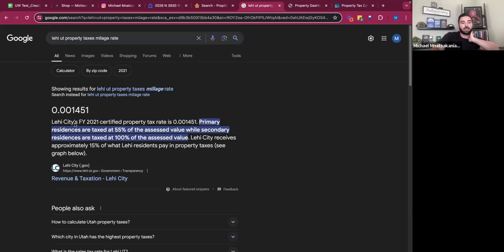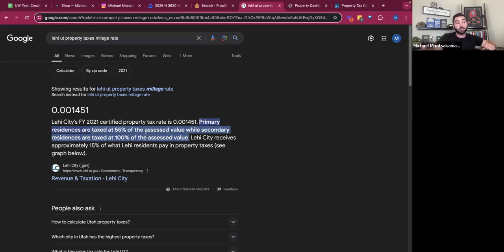Look at this tax number here. Here's the millage rate, the property tax rate. However, primary residences are taxed at 55% of the assessed value, while secondary residences are taxed at 100% of the assessed value. So if this is not your primary home, you're going to pay much more taxes than someone who is leveraging this as their primary home.